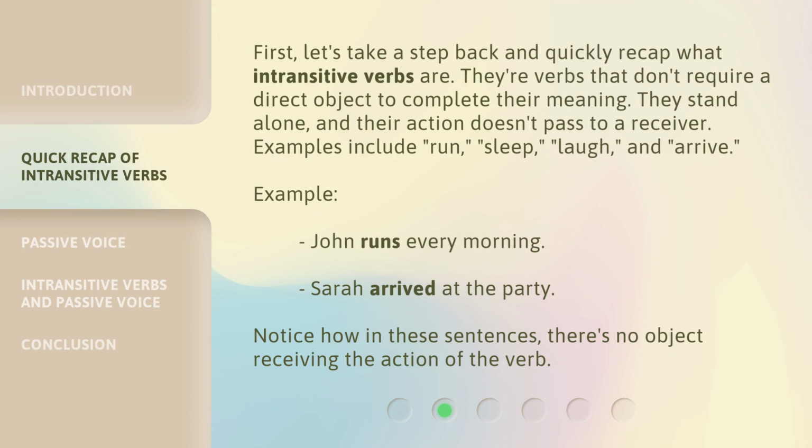First, let's take a step back and quickly recap what intransitive verbs are. They're verbs that don't require a direct object to complete their meaning. They stand alone, and their action doesn't pass to a receiver. Examples include run, sleep, laugh, and arrive. Example: John runs every morning. Sarah arrived at the party. Notice how in these sentences, there's no object receiving the action of the verb.